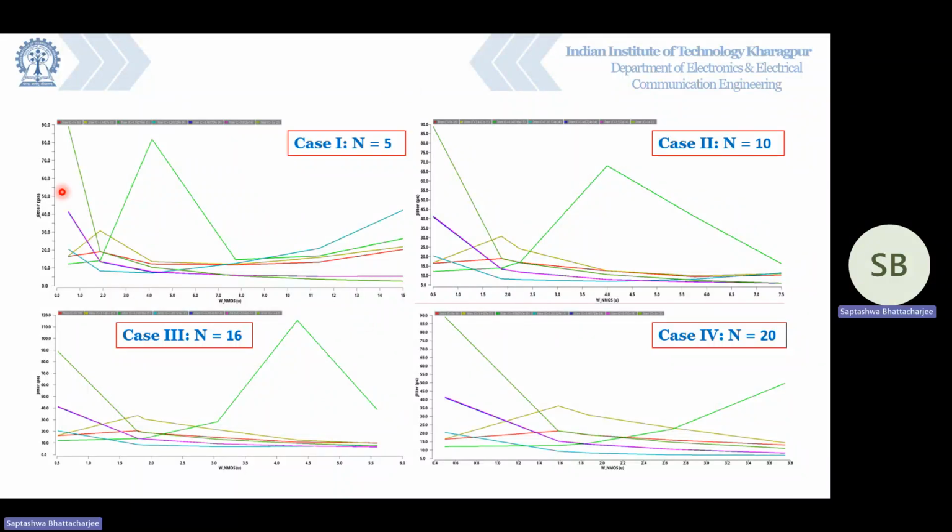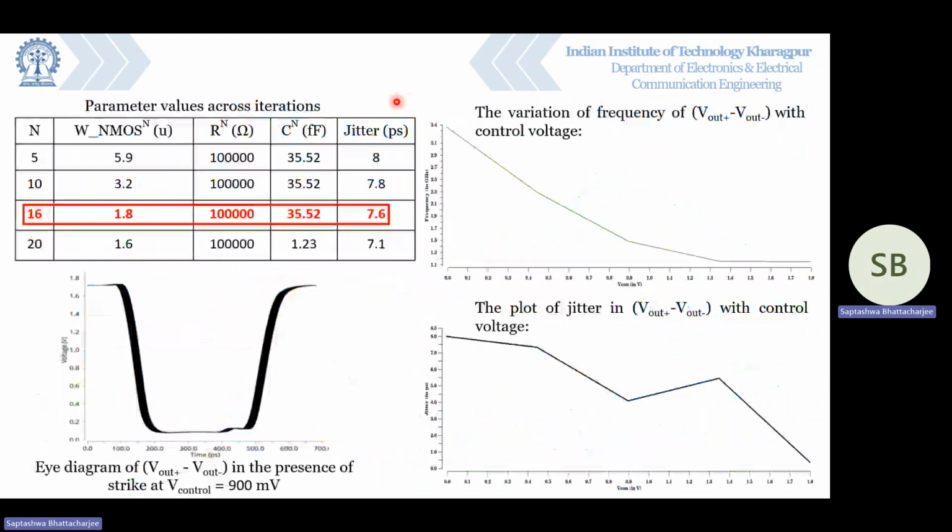These are the parametric simulations where for different values of N, we have plotted the jitter versus W NMOS for different values of C. Again, we have simulated it for 5 different values of N. And this table summarizes the value of W NMOS, C, and R corresponding to each value of N, which leads to the lowest jitter. We choose this particular combination, N equal to 16, W NMOS equal to 1.8, R is 100 kilo ohm, C is 35.52 femtofarad, and it leads to a jitter of 7.6 picosecond.